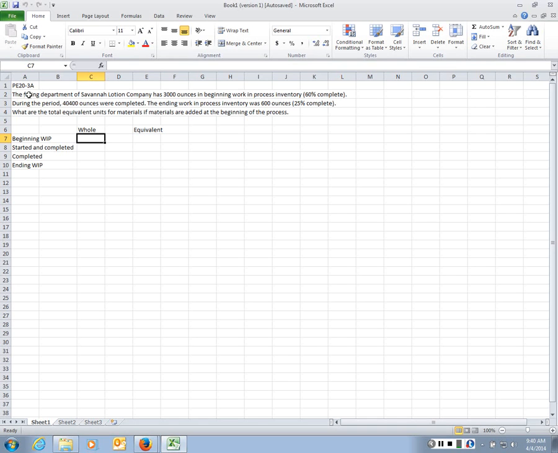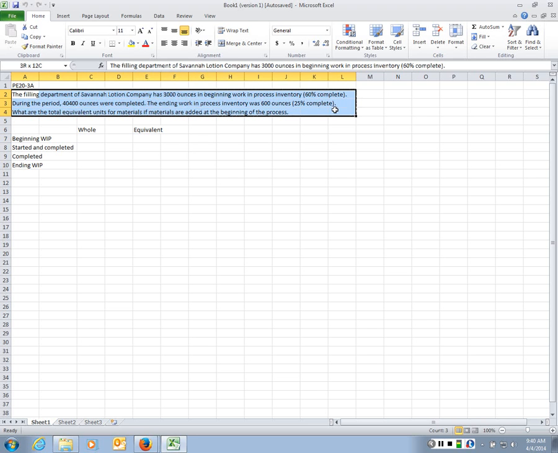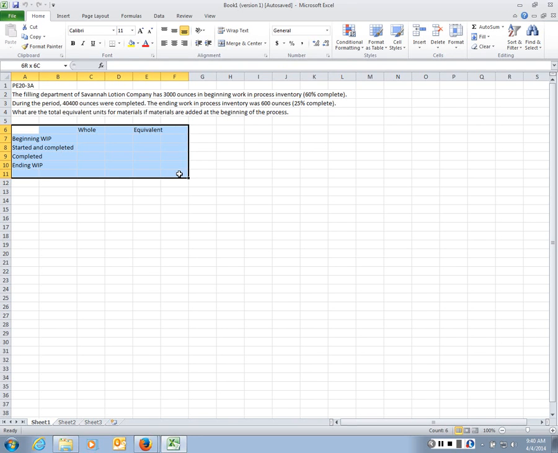This part is the wording from the text. Okay, so I just typed that in from the textbook. This part down here is what we're going to fill out. All of these problems will have this same setup right here: beginning work in process, started and completed, completed, and ending work in process. One of the hardest things about this is trying to figure out, of all that wording, where do those numbers go?